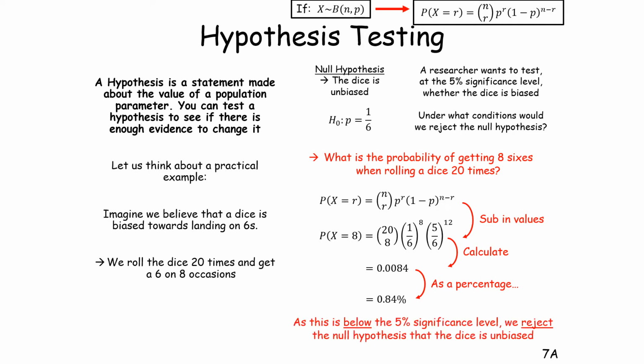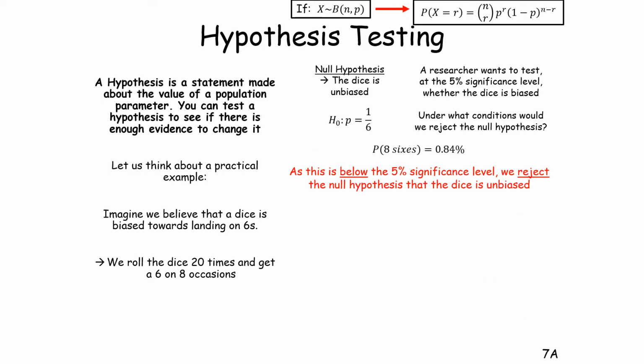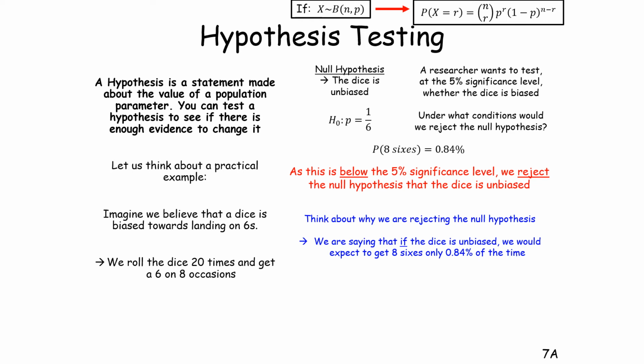As this is below the 5% significance level, we reject the null hypothesis that the die is unbiased. So think about why we reject the null hypothesis. We are saying that if the die is unbiased, we would expect to get 8 sixes only 0.84% of the time. As this is extremely unlikely, it seems like the die is biased. Hence, we reject the idea that it's not.